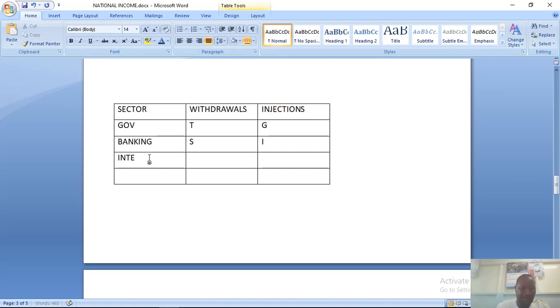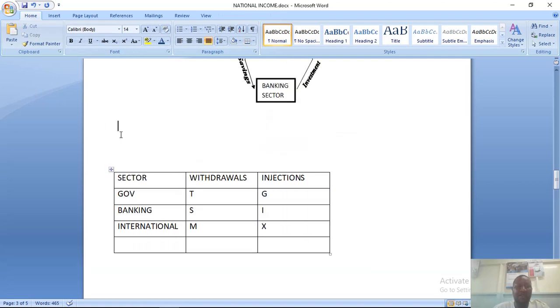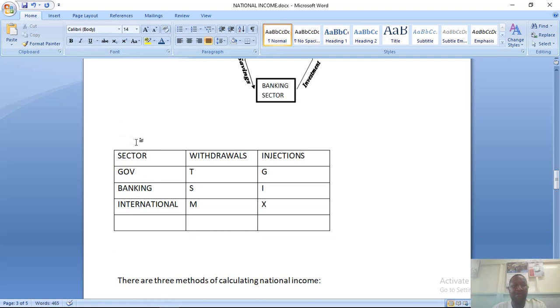Now when we come to the international sector, what we have there is imports, M, which is a withdrawal, and exports, which are an injection. When we export, money gets into this economy. When we import, money leaves the economy. So what we are saying is that for the economy to remain at equilibrium, the withdrawals must be equal to the injections.